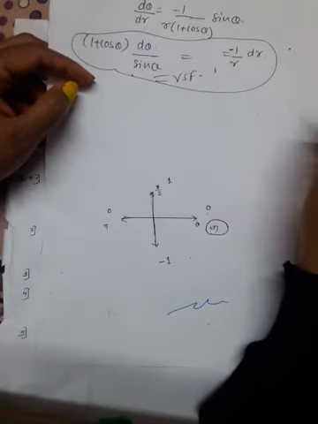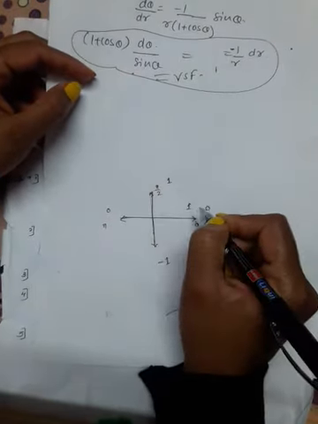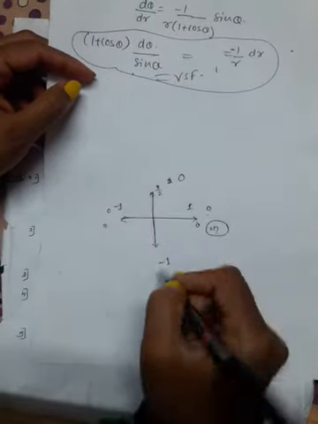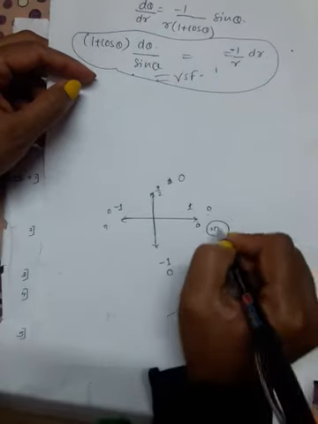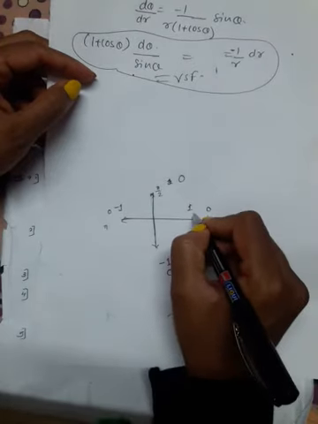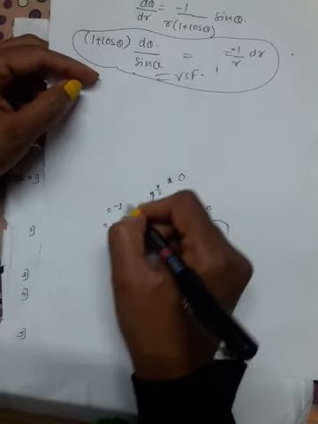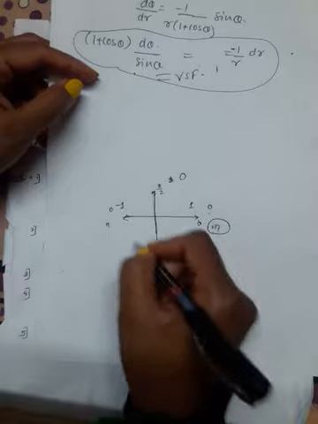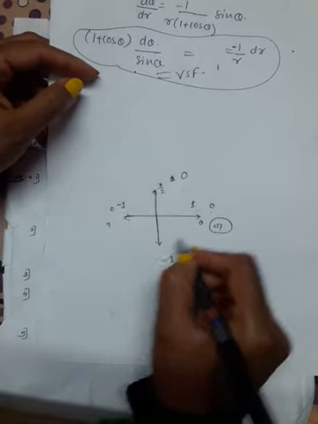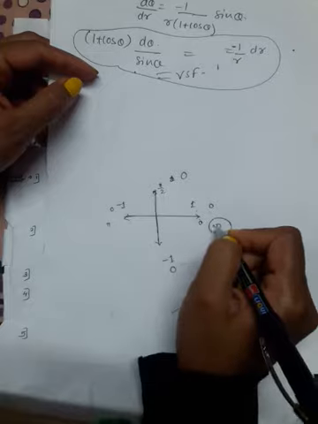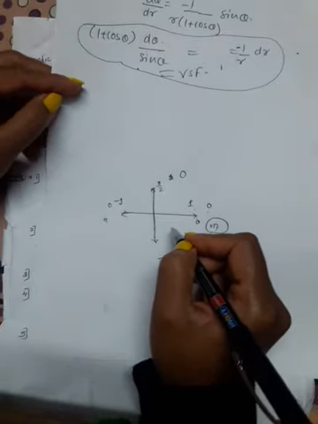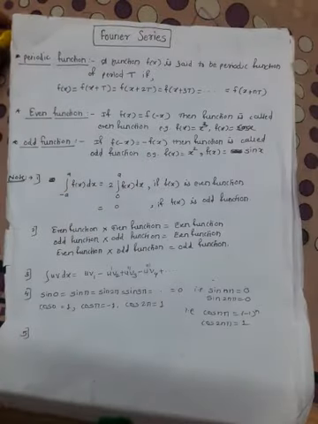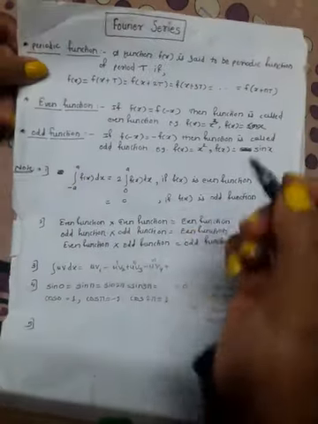Similarly, cos also. Cos 0 is 1, cos 90 is 0, cos 180 is minus 1, cos 270 is 0, and again cos 2 pi, that is 360 degrees, is 1. If you go on calculating the cosine of any angle by adding pi by 2, it will get repeated after 360 degrees with the same numbers. That's why cos x is also a periodic function of period 360 degrees, that is 2 pi.